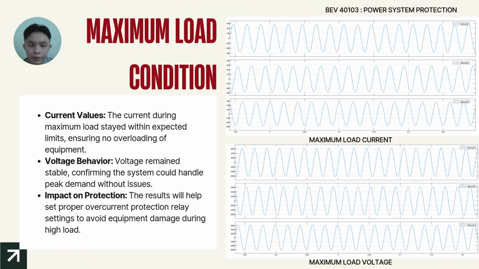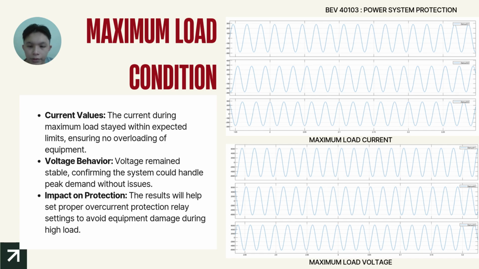So for our first result and discussion is our maximum load condition. So here you can see the two graphs that we get after we do the MATLAB simulation for our project. So the maximum load current here will be the top part, and you can see that for each of the graphs, there's a phase difference between the graphs. And then the bottom here is the maximum load voltage.